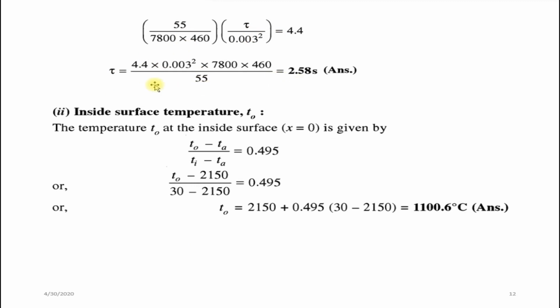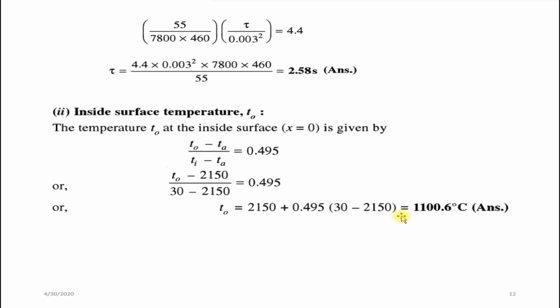Now we have to find out the inside surface temperature, that is T0. You have the value of T0 minus Ta divided by Ti minus Ta as 0.495. In this only T0 is unknown, so the remaining values you have. Ta is the ambient temperature, Ta or T infinity. Ti is the initial temperature. So find out this T0, that is 1100 degrees Celsius, 1100.6 degrees Celsius.